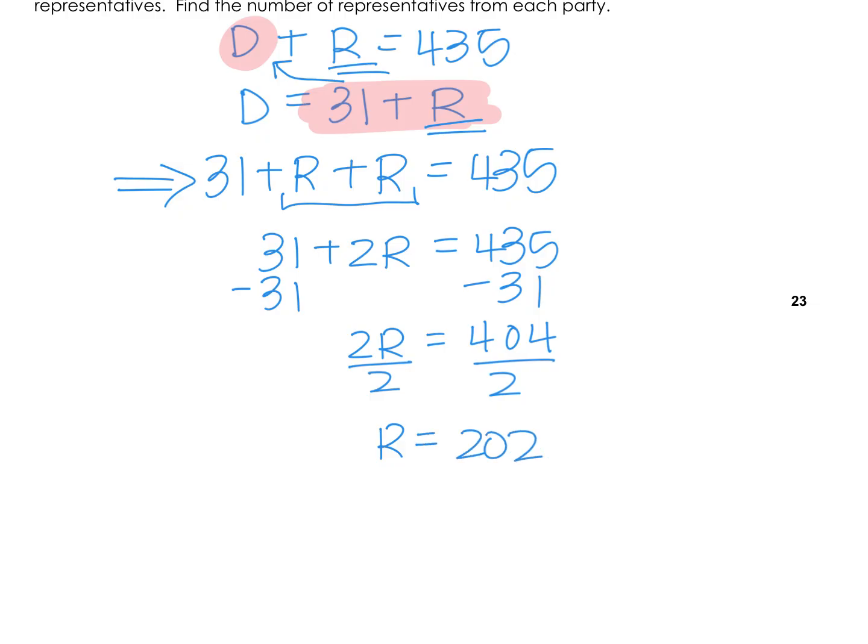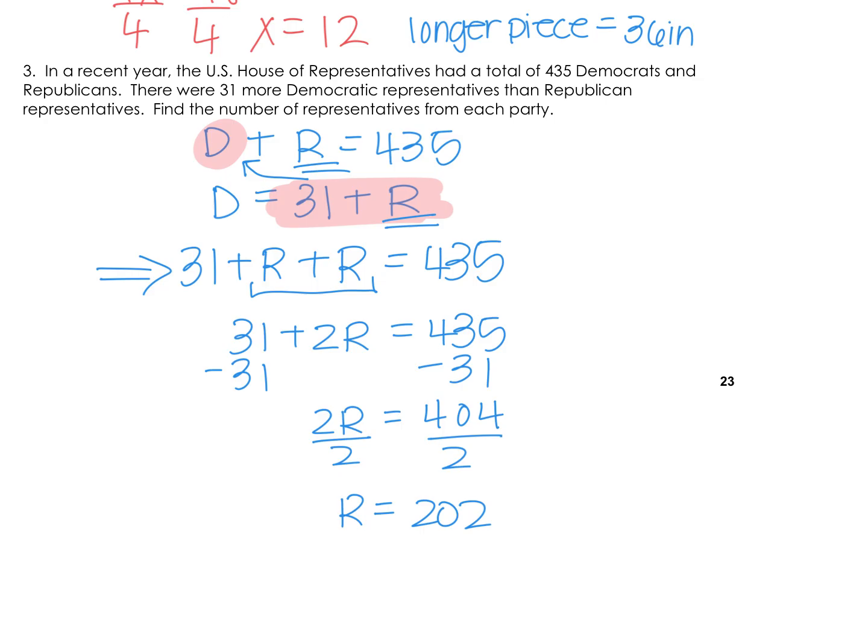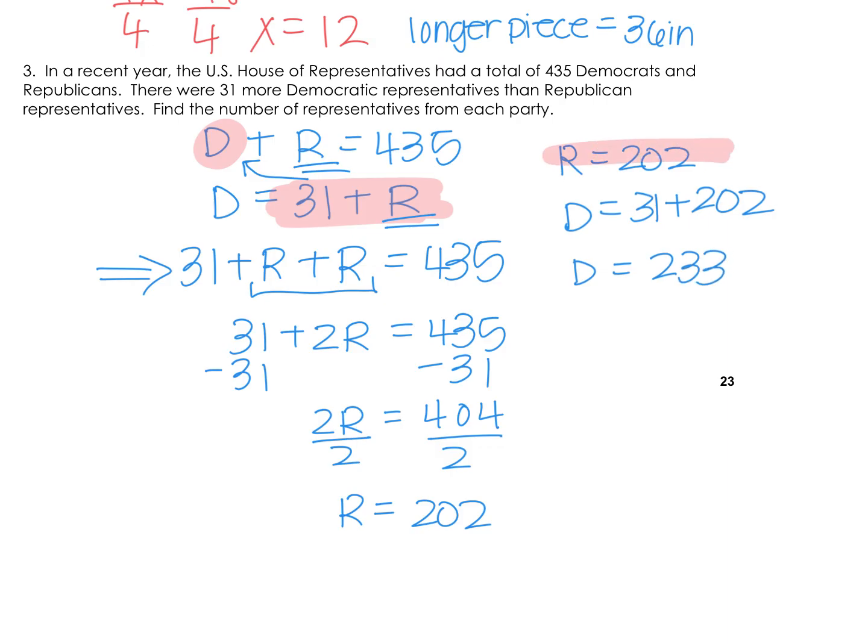Okay. Now, R equals 202. Let's go back and interpret. It says find the number of representatives from each party. Well, the Republicans are 202. The Democrats are 31 more than the Republicans. So 31 more than 202. Does that make sense? So how many Democrats are there? 233. So I've got 202 for the Republicans, 233 for the Democrats.